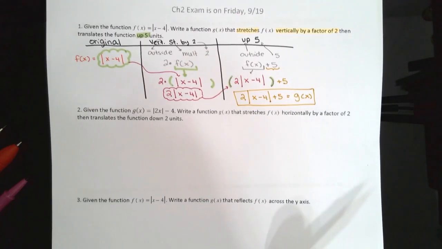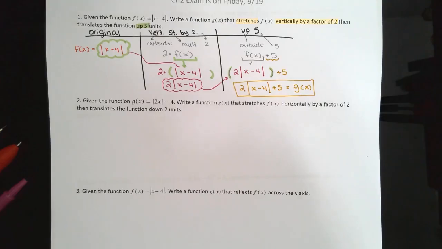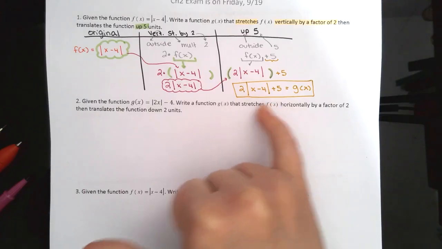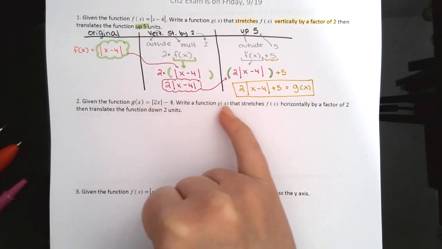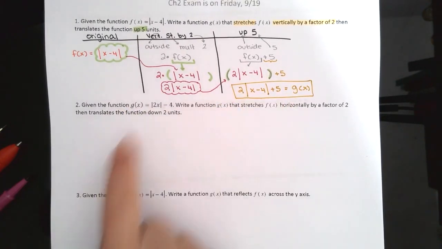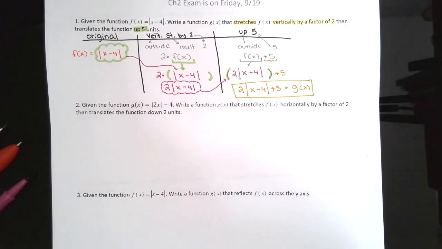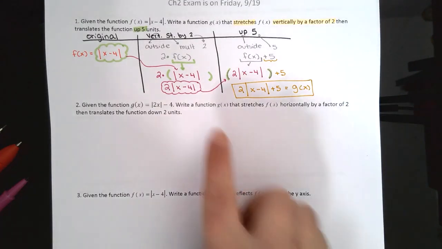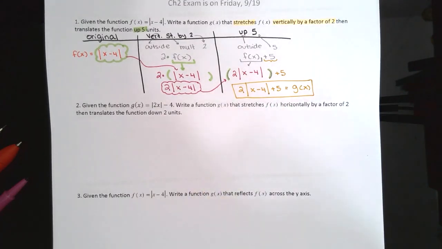Question number 2. Given the function g of x, write a function g of x. Well, that's a typo. So we can change this. We can either name this f of x or we can switch these. Since this is already g of x, I'm going to call the changed one f of x. So this is definitely a typo. That's on me.